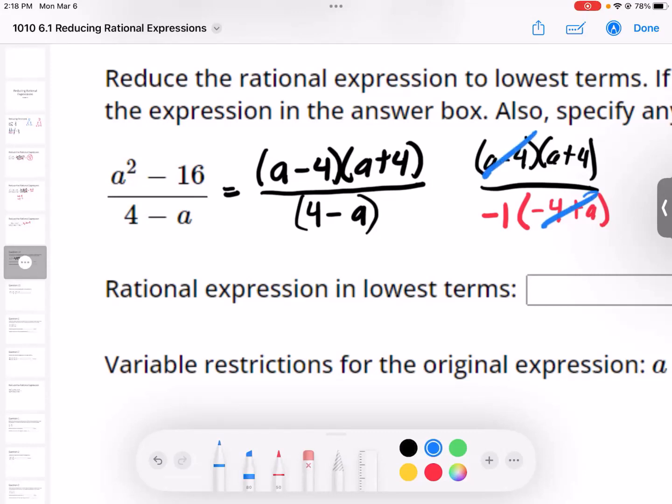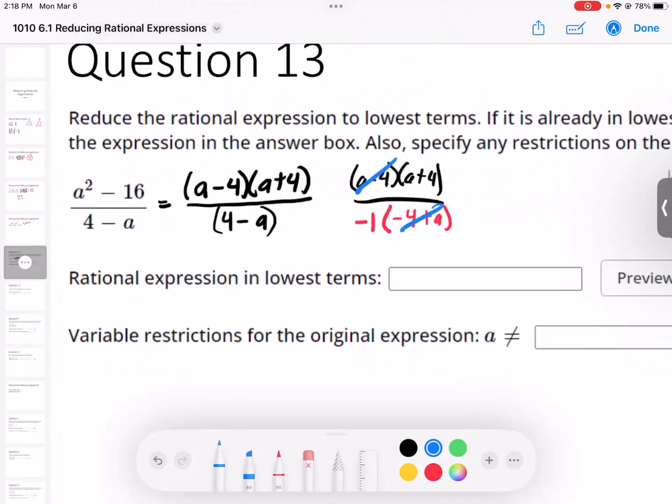There's actually a couple problems on your homework where you'll need to do that, where you might have two factors that are almost the same, but they're exact opposites of each other. If that happens, then just factor out the negative 1. Any questions on that?